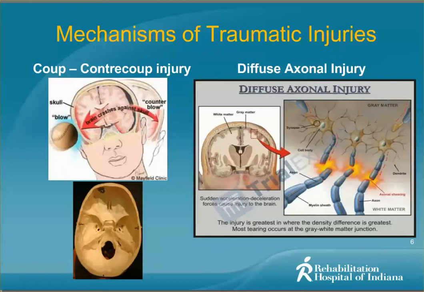So DAI is the result of traumatic shearing forces that occur when the head is rapidly accelerated or decelerated, and may occur as the result of automobile accidents, falls, assaults, any time where there's kind of a shaking of the head, in which case the brain is able to move within the skull back and forth. The shearing and tearing and stretching of axons occurs particularly at the white matter tracts.